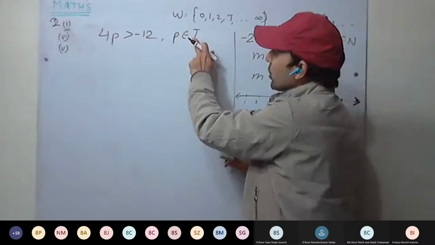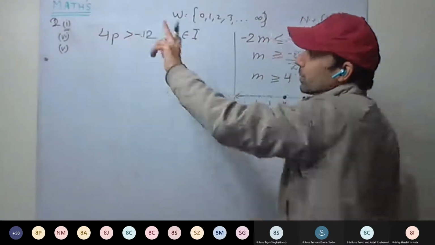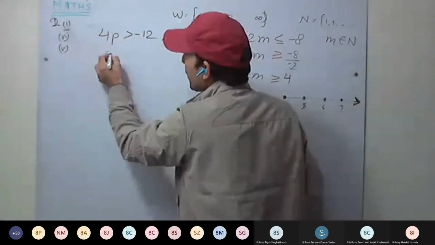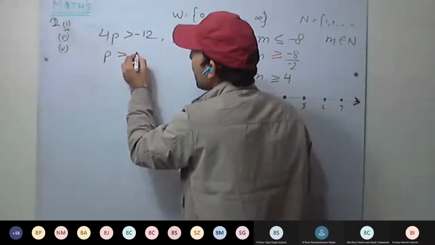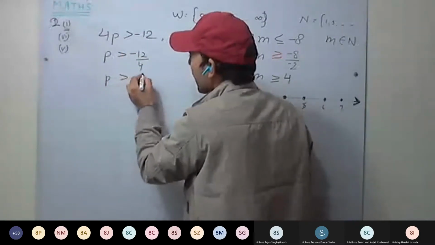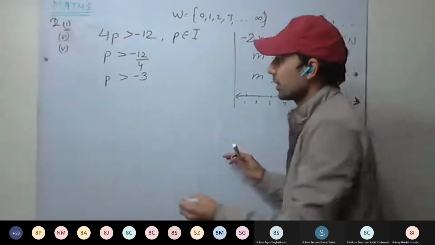Those are the integers. So here negative values are also included: whole numbers plus negative numbers. Okay. So 4p greater than minus 12. So p greater than minus 12 divided by 4. p greater than minus 3.